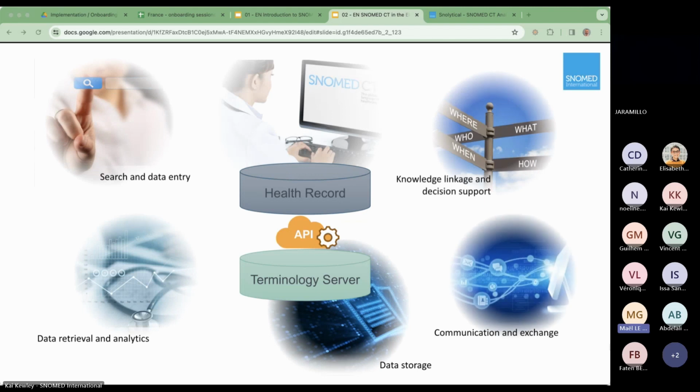A terminology server can be used to more effectively support the key EHR functions. And this is the role of SNOMED CT in the EHR.